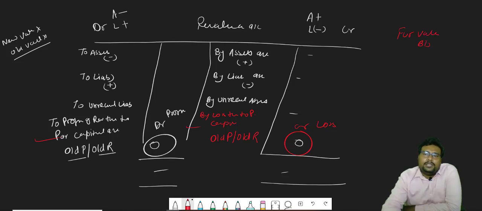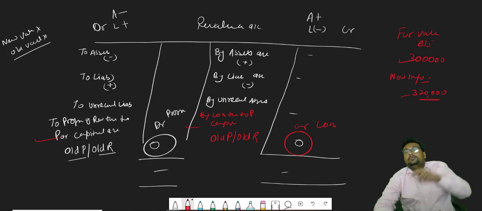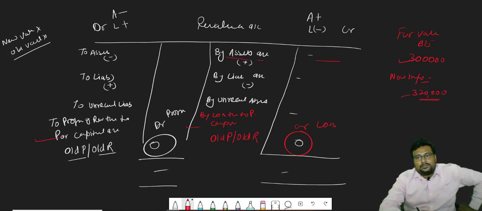value in the balance sheet was 3 lakh rupees, but now the information is that at the time of admission of a partner, your furniture value is 3,20,000. So your furniture value was 3 lakh, but now the furniture value is 3,20,000. So how much value increased? 20,000. So your asset increased, and you will write furniture account 20,000. Getting my point?